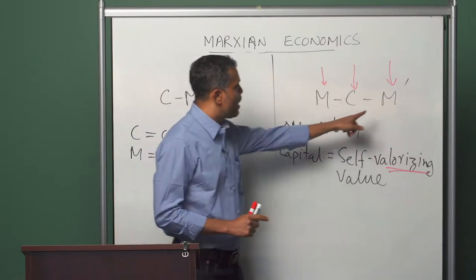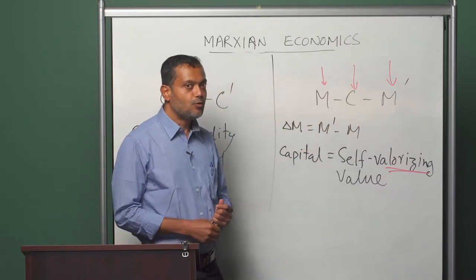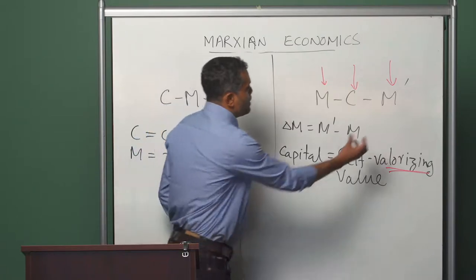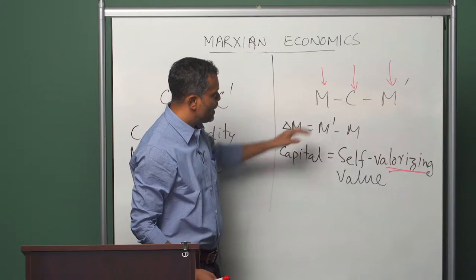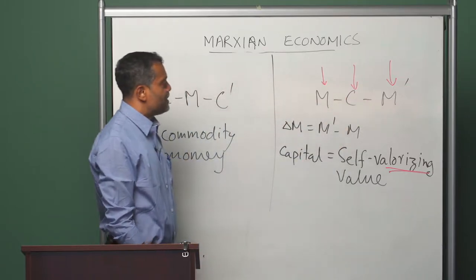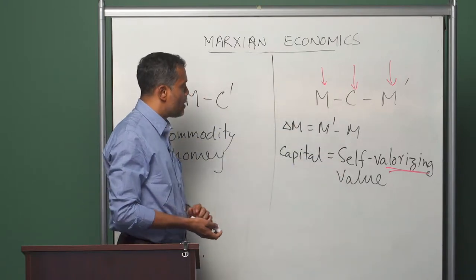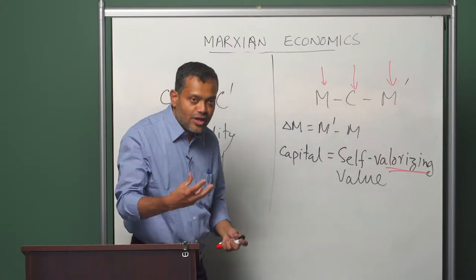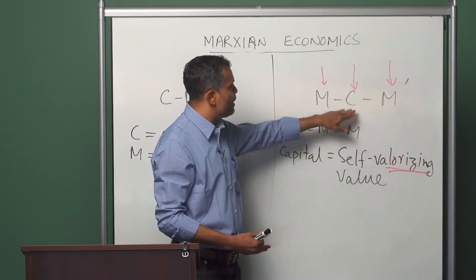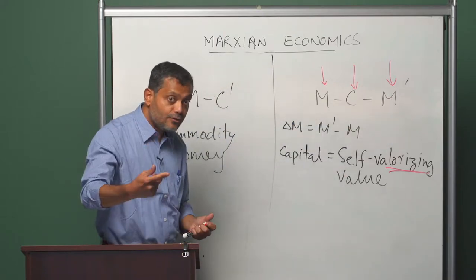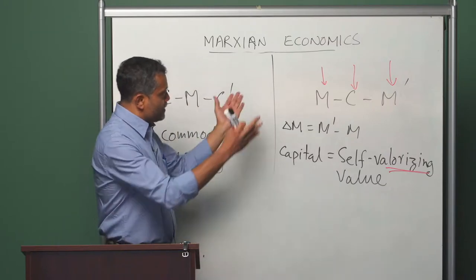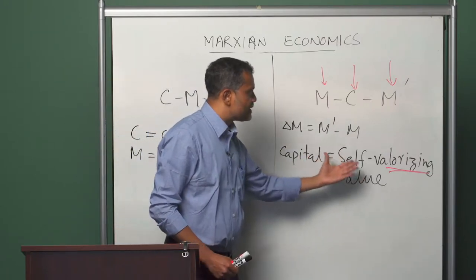But most importantly, the amount of money at the end is more than the amount of money you begin with, and that difference is known as surplus value. Since each of these are forms of value, the amount of value at the end, if it is bigger than the amount of value at the beginning, we have an excess, and that excess is known as surplus value. So if this is an abstract representation of capital, what capital is doing is it is generating surplus value through the movement that starts with sums of money, converts itself into commodities, and converts itself back into a money form, but the amount of money at the end is larger than the amount of money at the beginning. This is what is captured by saying that capital is self-valorizing value.